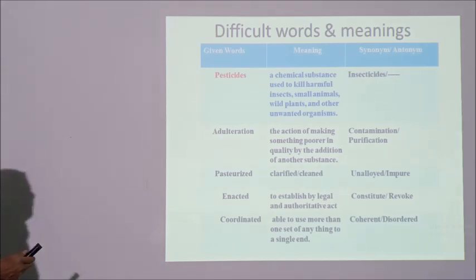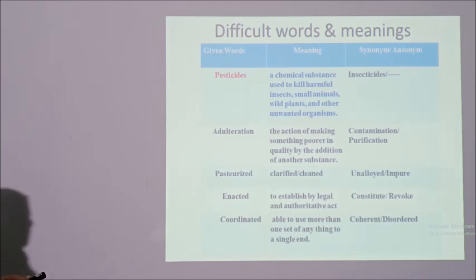You can see pesticides: a chemical substance used to kill harmful insects, small animals, wild plants and other unwanted organisms. The synonym is insecticides. There are no antonyms. Adulteration: the action of making something poorer in quality by the addition of another substance. The synonym of adulteration is contamination, and the antonym is purification.